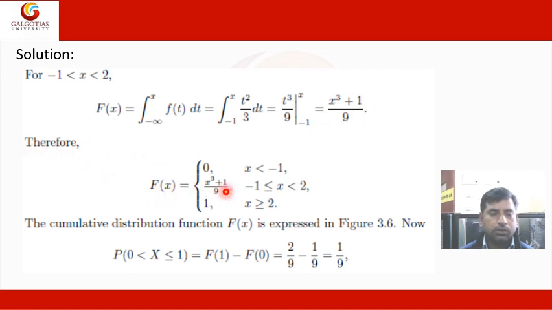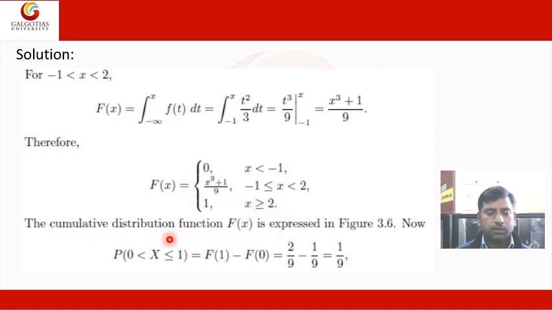So therefore the CDF is given as follows: when x takes a value less than -1, it will be 0 because the function is 0 for x less than -1, so its integration will also be 0. Its value from -1 to 2 is (x cube plus 1) upon 9, and for x greater than or equal to 2, the value will be 1. So the cumulative distribution function F(x) is given here.